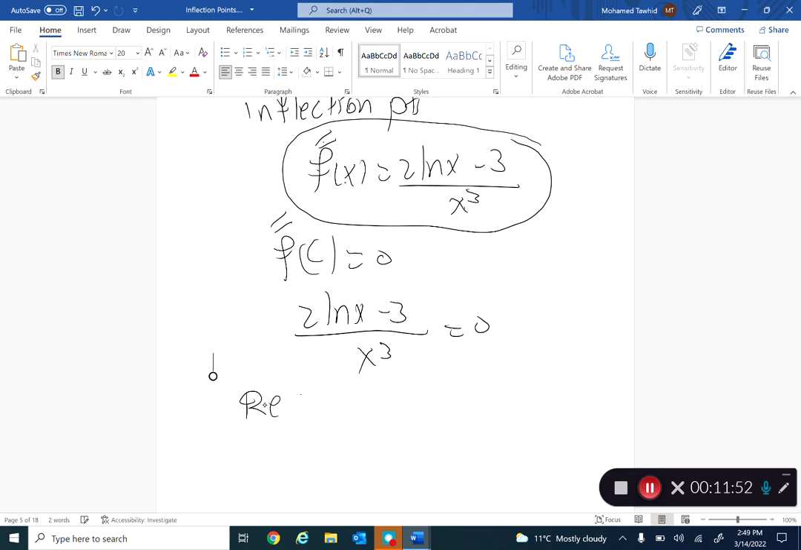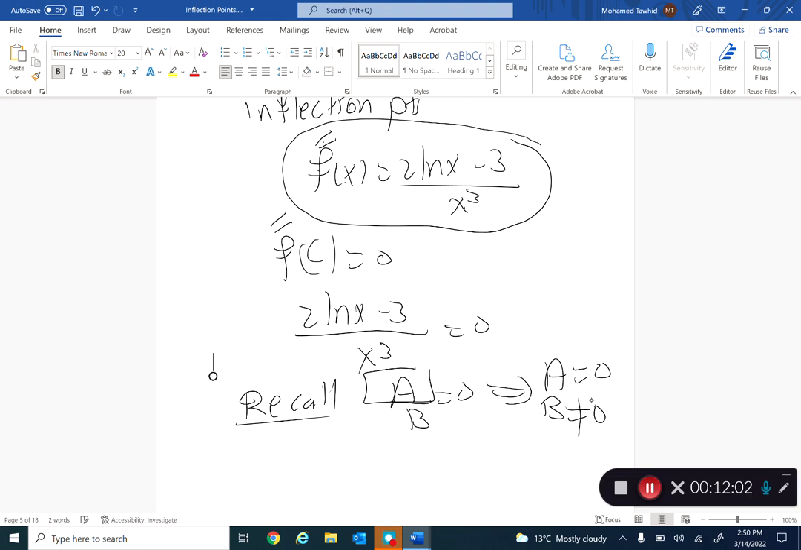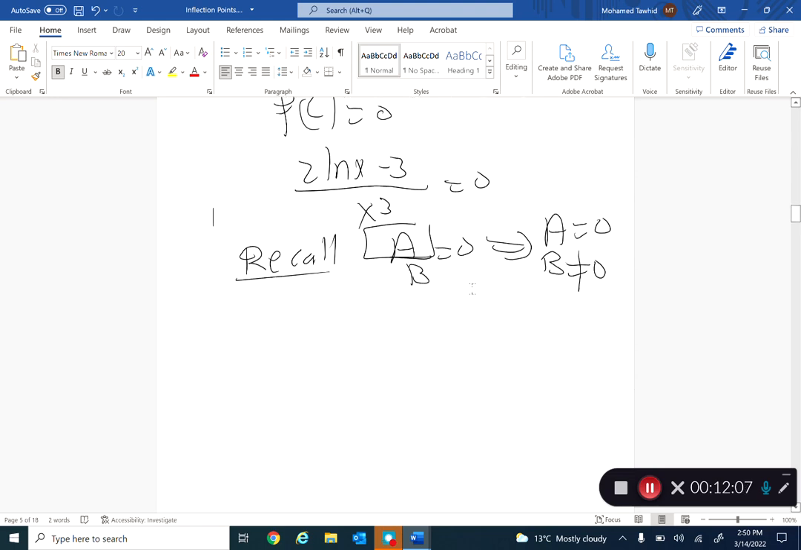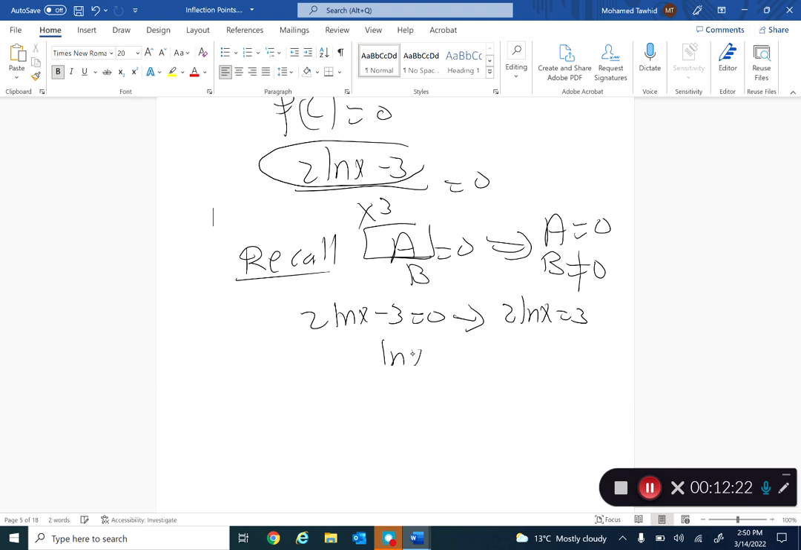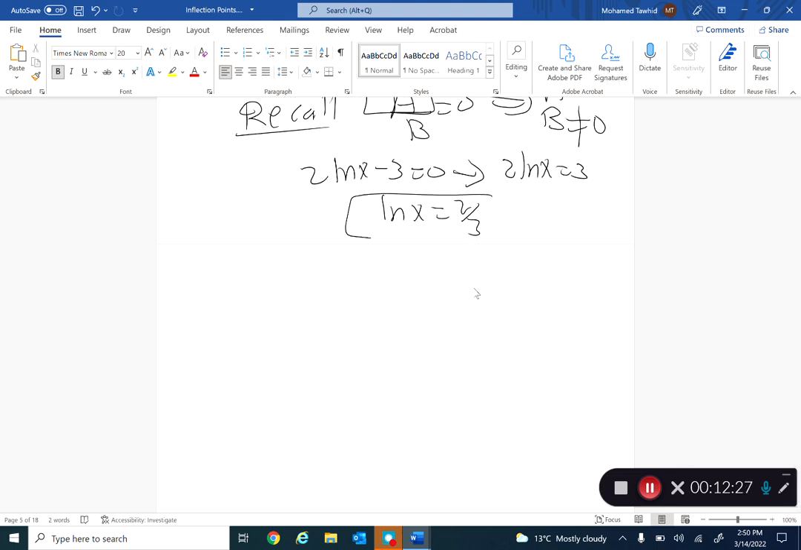Recall, guys, if you have a over b equals 0, this means your a is 0, and your b cannot be 0. Why can b not be 0? Because I cannot divide by 0. So now take whatever I have up, which is 2 ln x minus 3 equals 0. Then I have to solve this. So you have 2 ln x equal 3. Then I have to divide by 2. So you have ln x equal 3/2. And then I need to solve this for x.